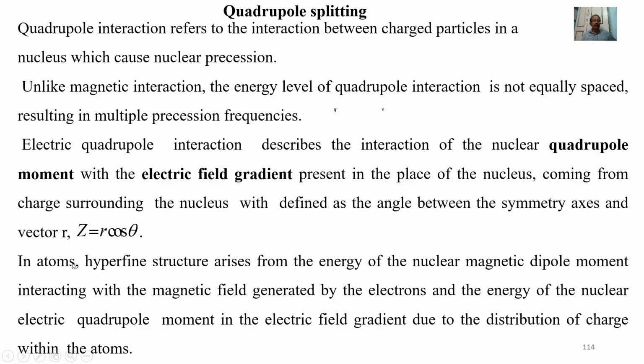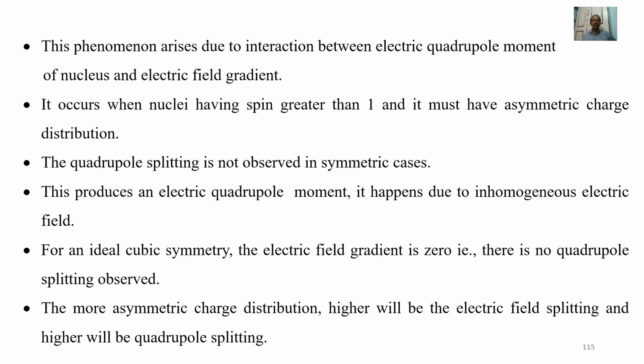In atoms, hyperfine structure arises from the energy of the nuclear magnetic dipole moment interacting with the magnetic field generated by the electrons and the energy of the nuclear electric quadrupole moment in the electric field gradient due to the distribution of charge within the atoms. This phenomenon arises due to the interaction between electric quadrupole moment of nucleus and the electric field gradient. It occurs when nuclei have spin greater than 1. So this is very important.